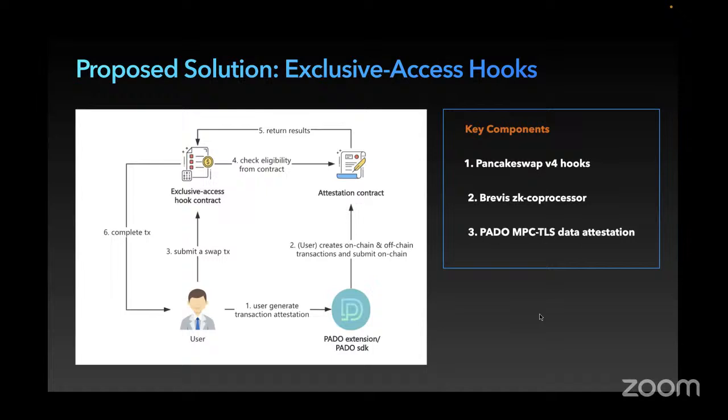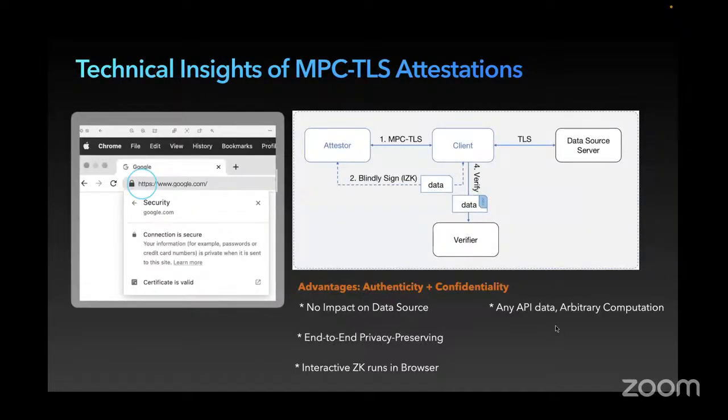Before going into the details of the technology, I want to give some background information about what MPC-TLS attestation is, because this technology provides a very important kind of data, the user's off-chain attestation, and we want to link this data and bring it into a smart contract so that it can be leveraged and work with DeFi use cases. So, some information about MPC-TLS.